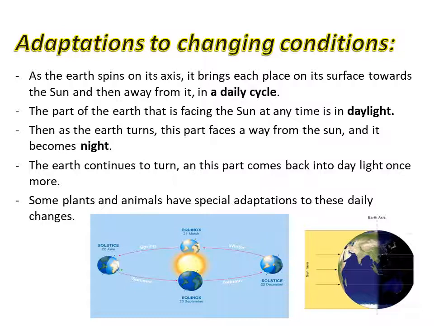Then, as the earth turns, as we know that the earth turns, right? This part faces away from the sun. The same part that was in daylight now faces away from the sun, and it becomes night. And that's how we have daylight and night. The earth, grade 7, continues to turn, and this part comes back into daylight once more.